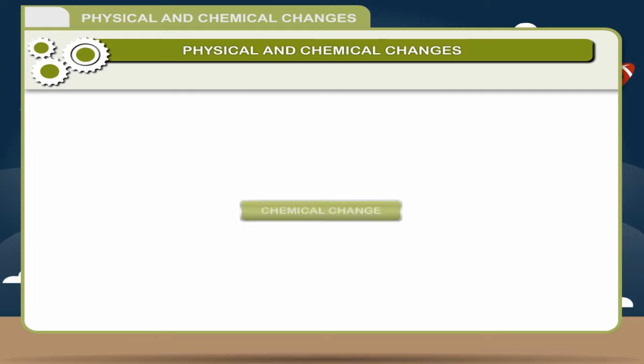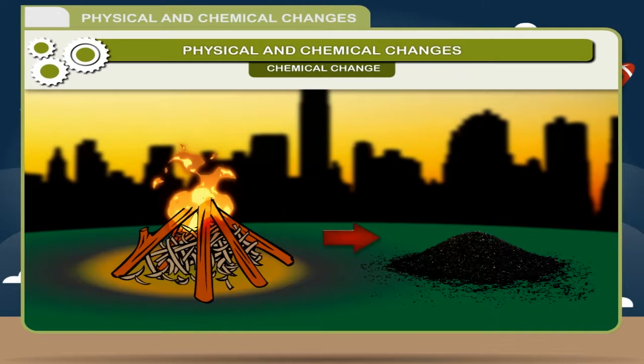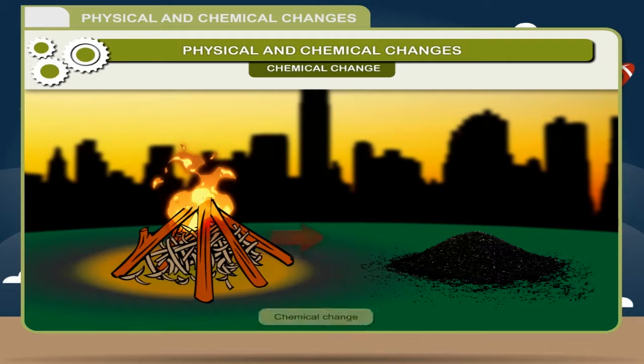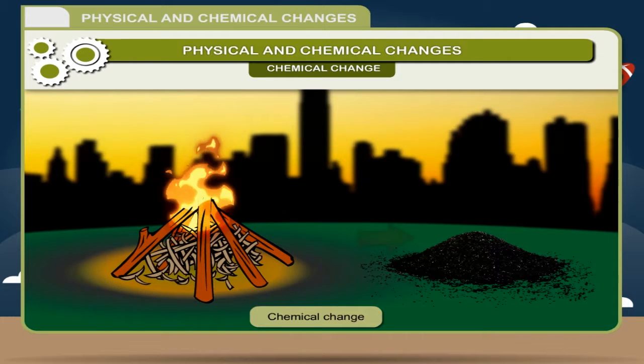Chemical change. A change which alters the specific properties of a substance by bringing about a change in its molecular composition followed by a change in its state is called chemical change. A new substance is formed by chemical change.